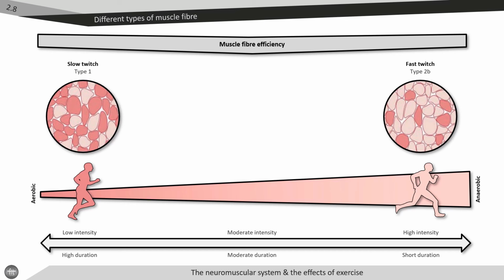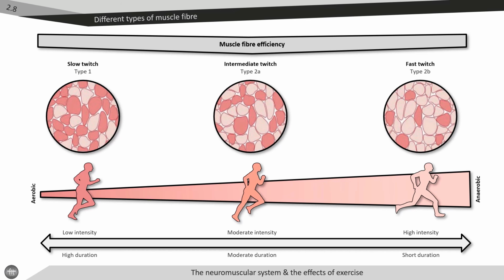The final type of muscle fibre is that of intermediate twitch type 2A fibres. In contrast with slow and fast twitch fibre types, intermediate fibres can be trained to take on the characteristics of other fibre types, dependent on the training stimulus applied to them. For example, in response to cardiovascular training, intermediate fibres will adapt and respond like slow twitch fibres. And in response to resistance training, they will adapt and respond like fast twitch fibres.